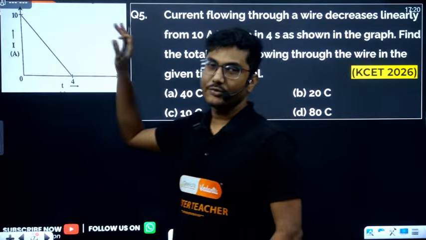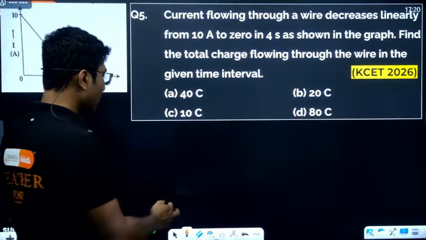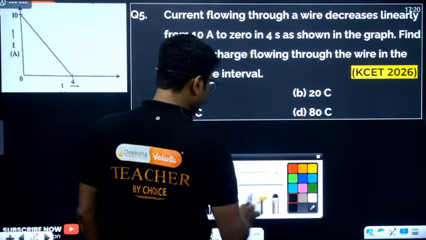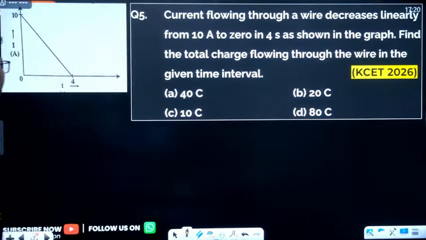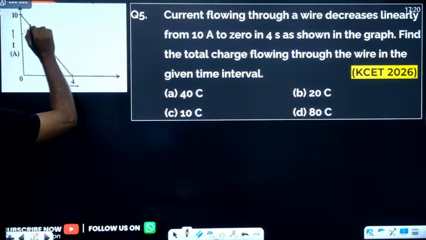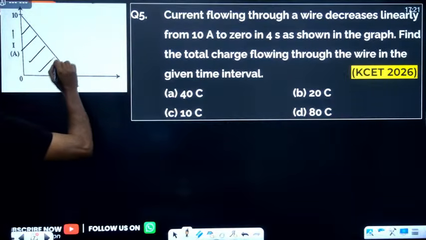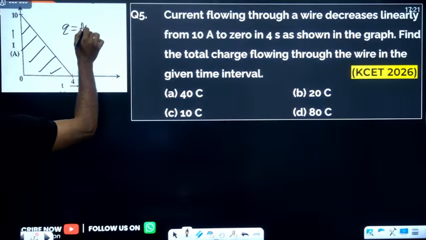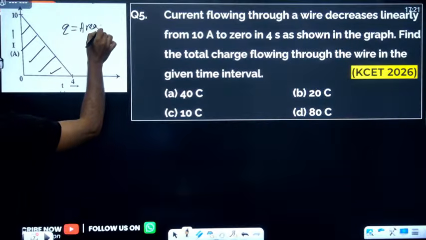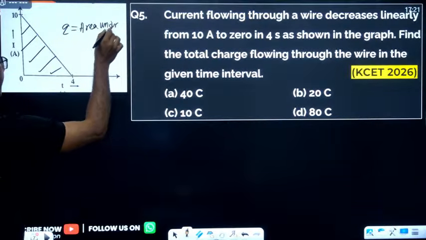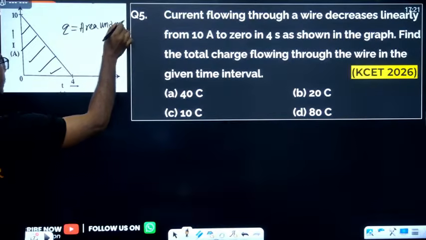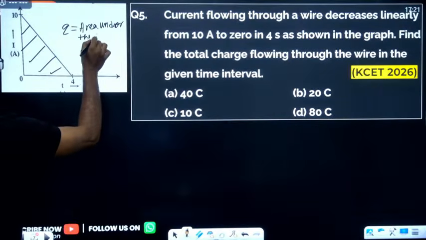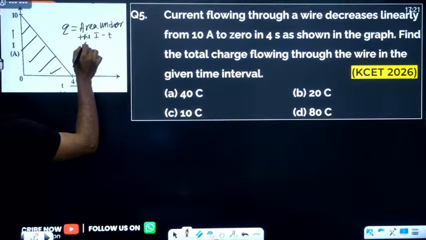Now this kind of question is unique. Obviously for this you need to know that when you are plotting I versus T graph, the area under I versus T graph gives you the charge. Charge is the area under the graph, the I-T graph.